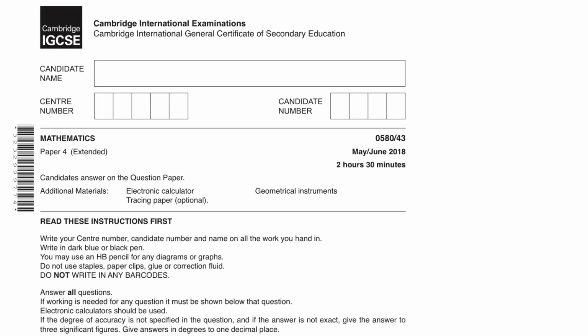Today we are going to solve Cambridge GCSE Paper 4 Extended, Variant 4-3, May-June 2018. Let's begin.